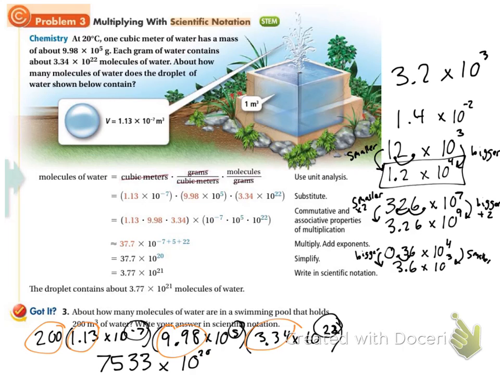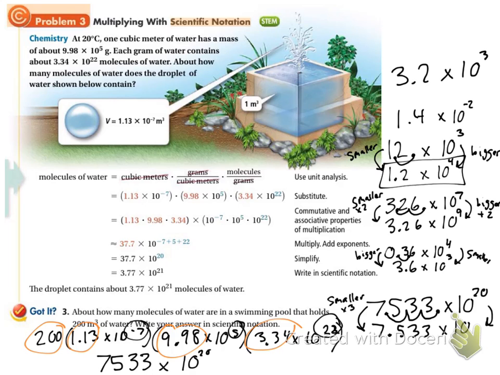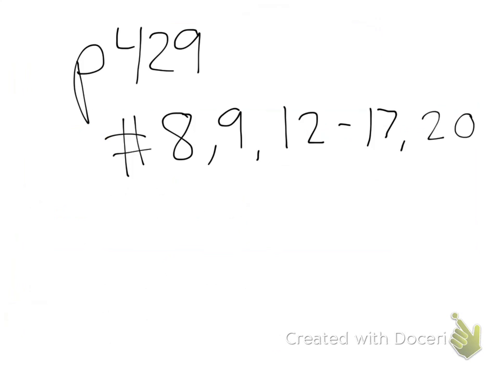So clear some room over here. We've got 7,533 times 10 to the 20th. Here's my decimal. I need to make it smaller. So I need it 1, 2, 3 times so that I get 7.533. So this got smaller 3 times. So then over here, when I figure out my exponent, this needs to get bigger 3 times. So this is going to go up to 23, right? I added 3. And then this would be my answer. And there's your homework.